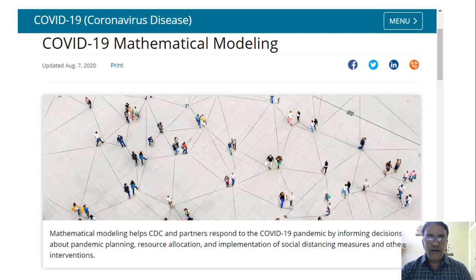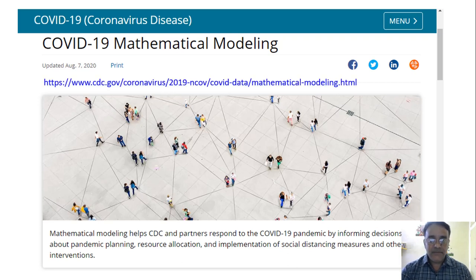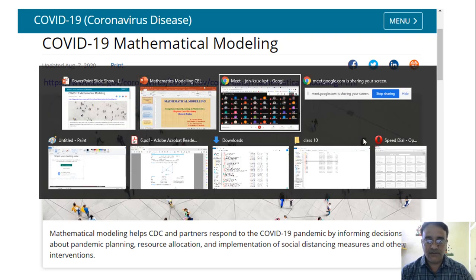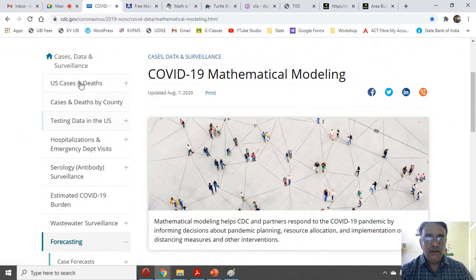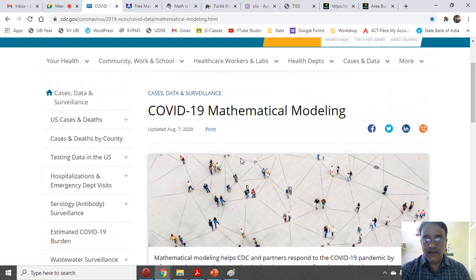So this is one website. The website address is www.cdc.gov. I will show the website also. This is the website. Here, so many. This is the particular COVID-19 website on mathematical modeling.